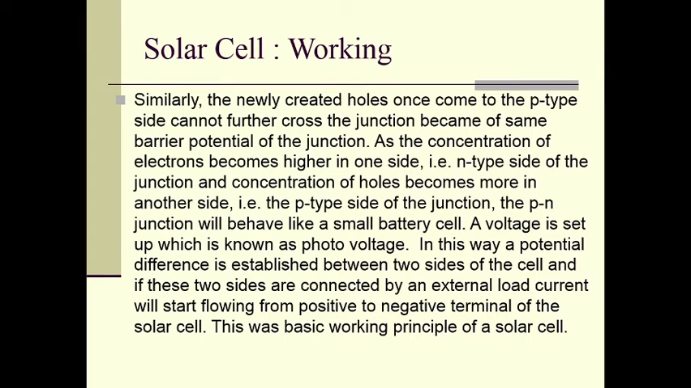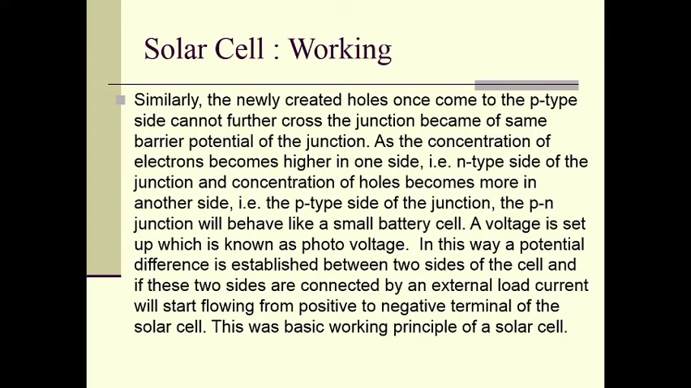Similarly, the newly created holes, once they come to the p-type side, cannot further cross the junction because of the same barrier potential of the junction. As the concentration of electrons becomes higher on one side, that is the n-type side of the junction, and the concentration of holes becomes higher on the other side, that is the p-type side of the junction, the p-n junction will behave like a small battery cell, right?